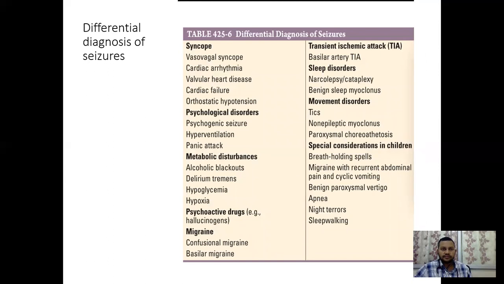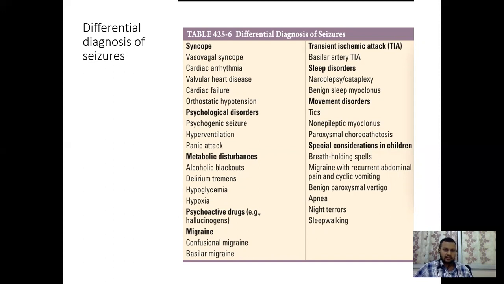Differential diagnosis of seizures includes psychological disorders, metabolic disturbances, psychoactive drugs, migraine, transient ischemic attack, sleep disorders, movement disorders, and some special considerations in children. Under syncope: vasovagal syncope, cardiac arrhythmia, valvular heart disease, and cardiac failure should also be considered. In psychological disorders: psychogenic seizures, hyperventilation, or panic attack. Under metabolic disturbances: alcoholic blackout, delirium tremens, hypoglycemia, and hypoxia.